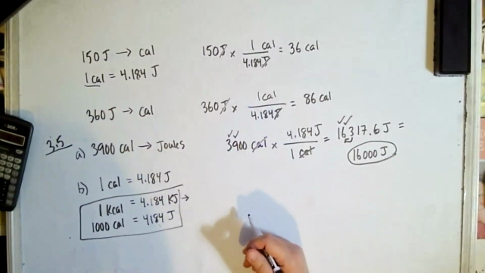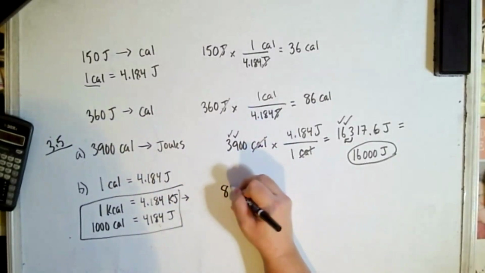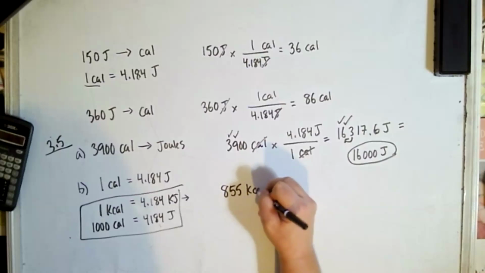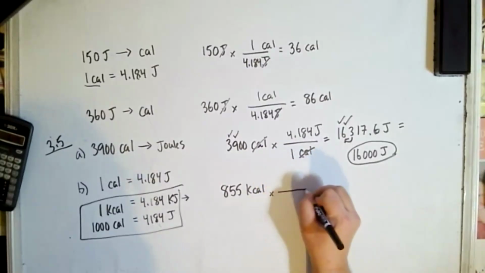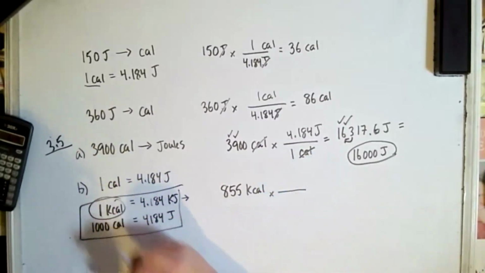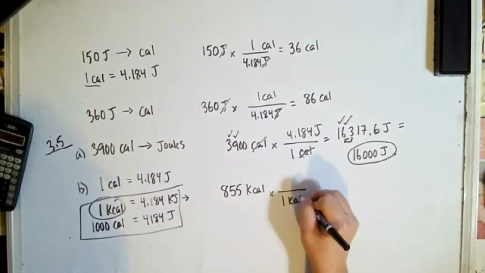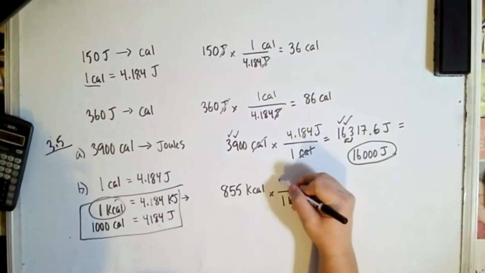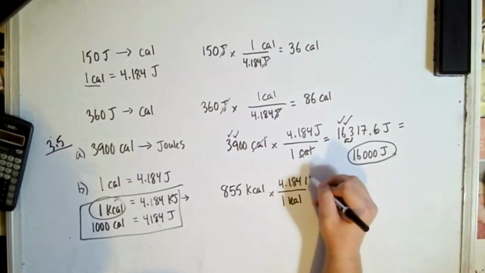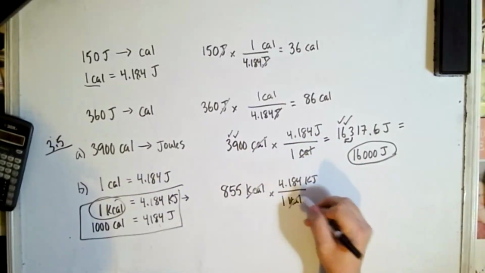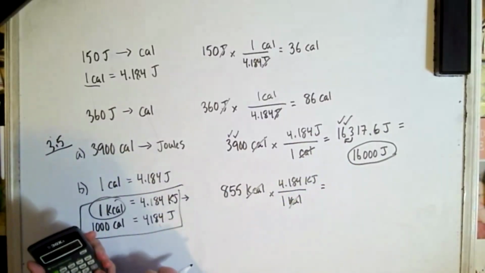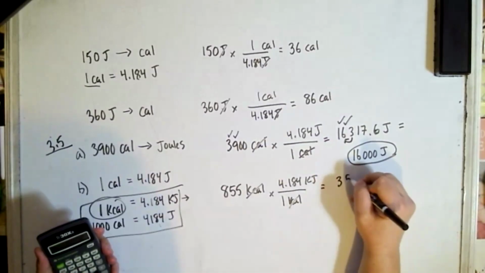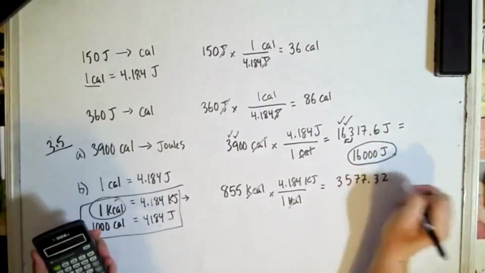The question again says a swimmer expends 855 kilocalories during practice. How many kilojoules did the swimmer expend? And so we can look at this and say, well, every 1 kilocalorie on the bottom so that it can cancel equals 4.184 kilojoules. So 855 times 4.184 is 3577.32 kilojoules.